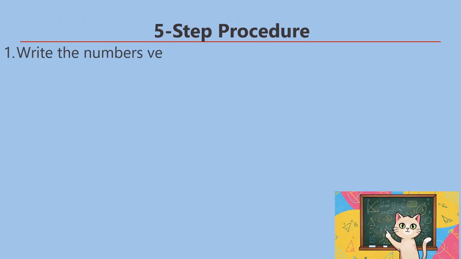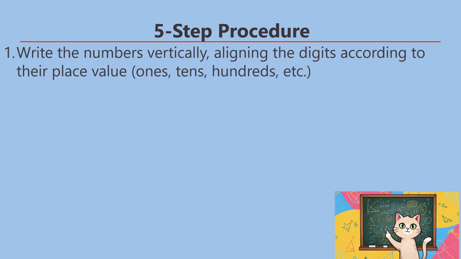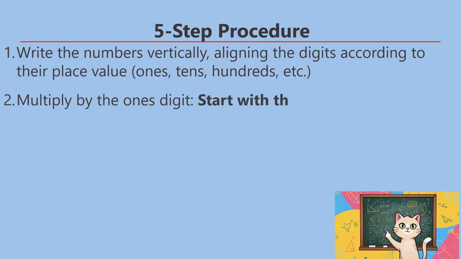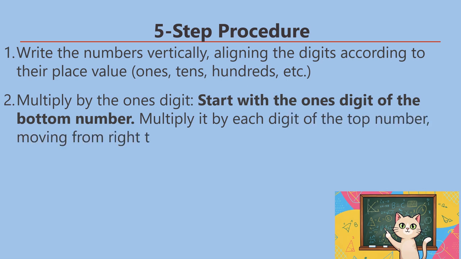Step 1. Write the numbers vertically, aligning the digits according to their place value: ones, tens, hundreds, etc. Step 2. Multiply by the ones digit. Start with the ones digit of the bottom number. Multiply it by each digit of the top number, moving from right to left.